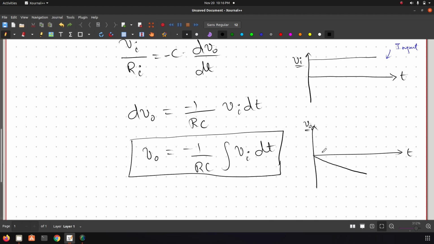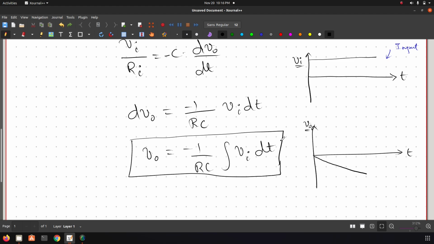This is V out, looks something like this because it's negative, and since the dt is for first order, if we integrate we will get t, therefore it is V times t. Since V is constant, the slope is like a straight line. It's a straight line slope which increases with t.